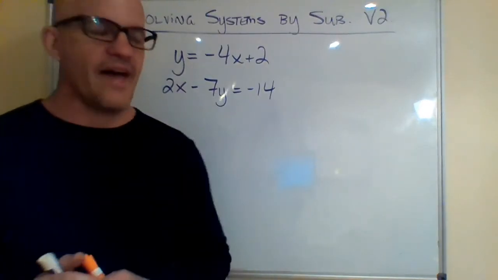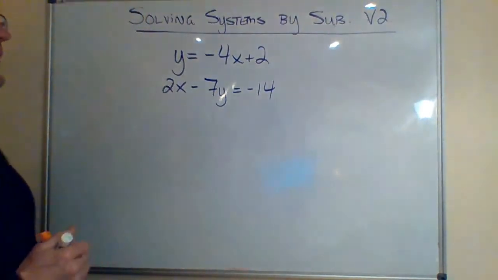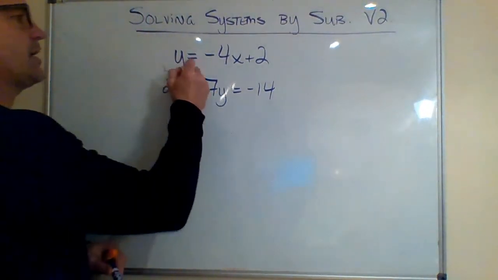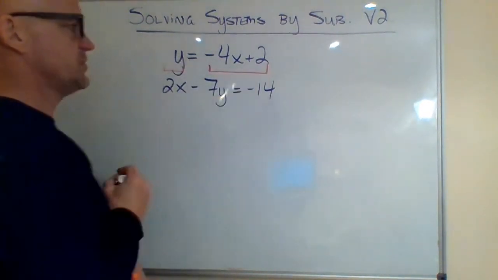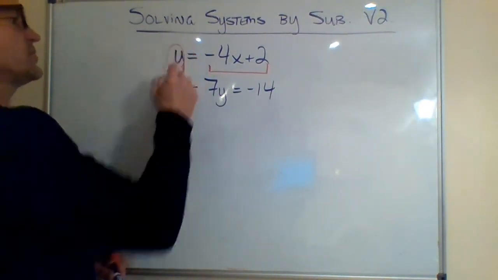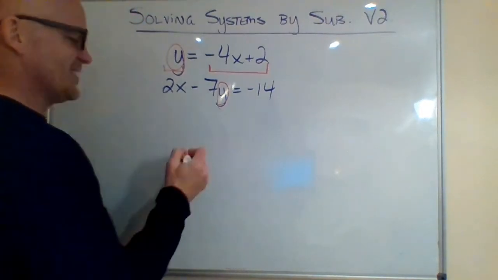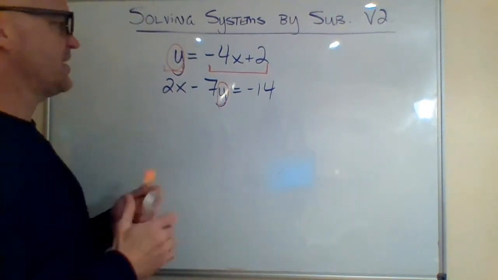Okay, now that you have it done, let's go ahead and do it. So, once again, substitution. We know that y equals negative 4x plus 2. We're looking for the point of intersection, which means this y and this y have the same value. So we're going to substitute that in there.